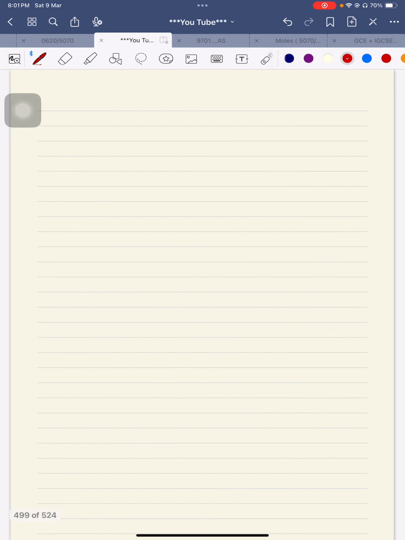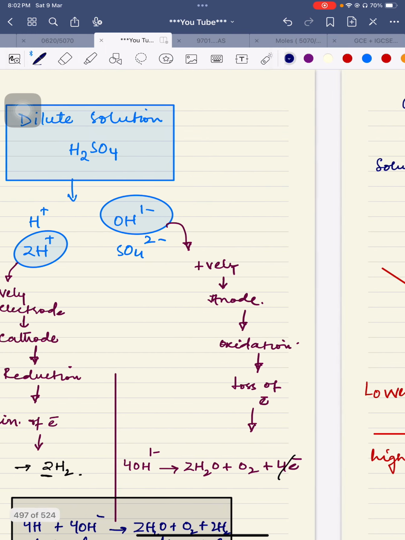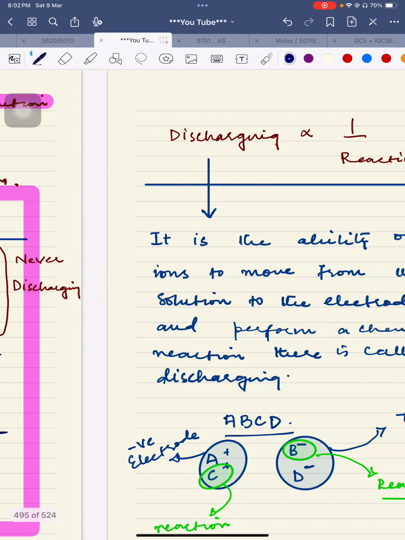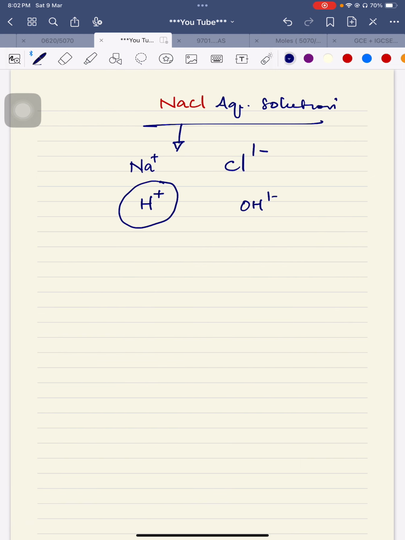Now I am taking you to the electrolysis of NaCl aqueous solution. What are the ions from this? Na plus 1 and Cl minus 1. And what are the water ions? H plus 1 and OH minus 1. Looking at the reactivity series of the ions, Cl is at the higher level, whereas OH is at the lower level. In the case of H and Na, Na is above, whereas H is lower. According to the rule I have just written, the low reactivity positively charged ion will get discharged, whereas the higher reactivity negatively charged ion will get discharged.